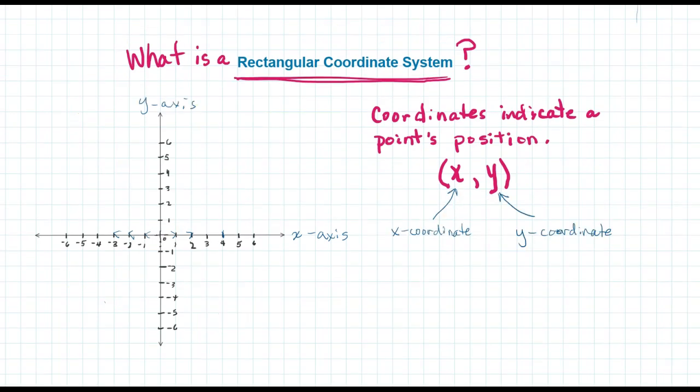And just a quick reminder, if you have trouble remembering which coordinate is listed first in the point or the ordered pair, keep them in alphabetical order, right? X, Y. Again, we'll call these ordered pairs.